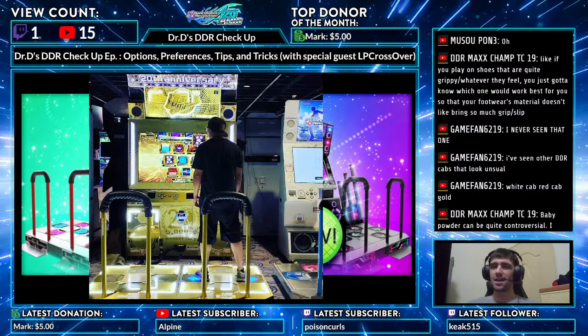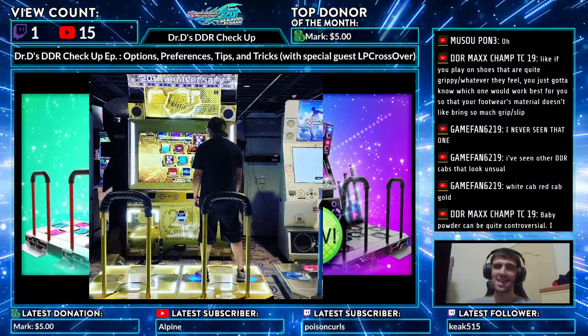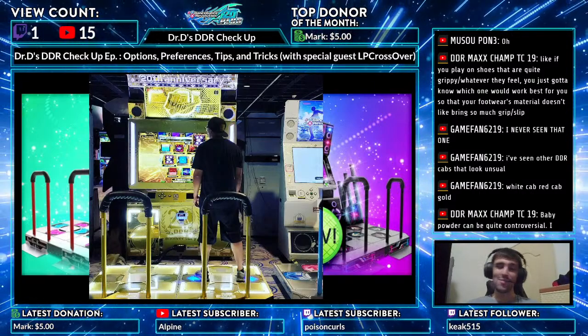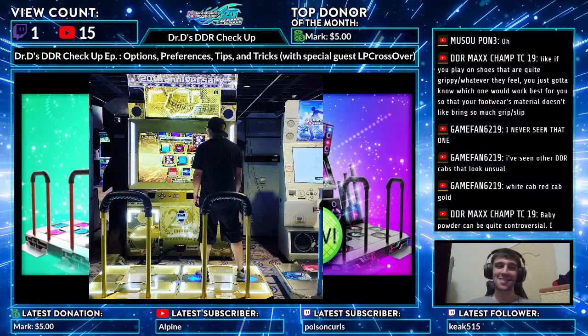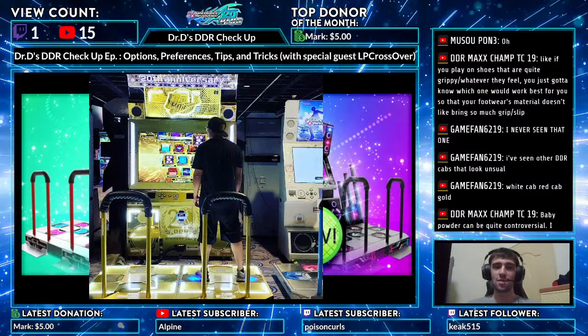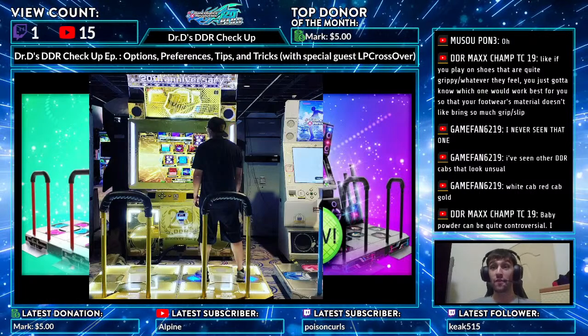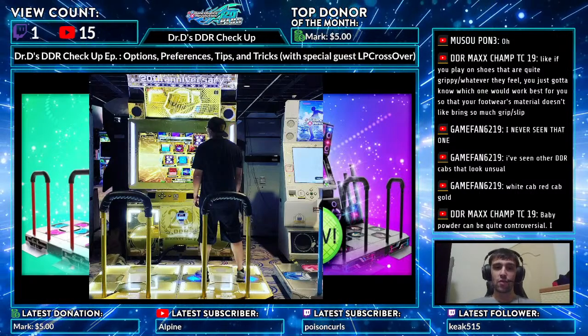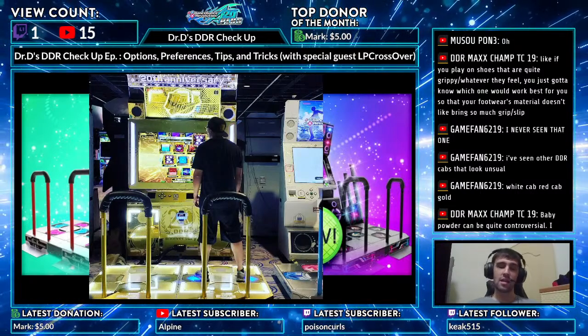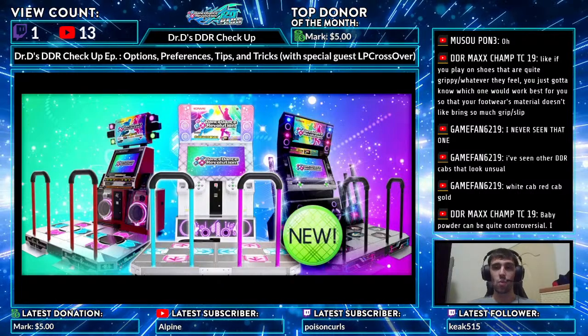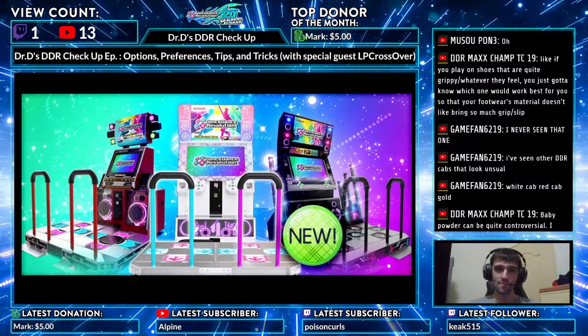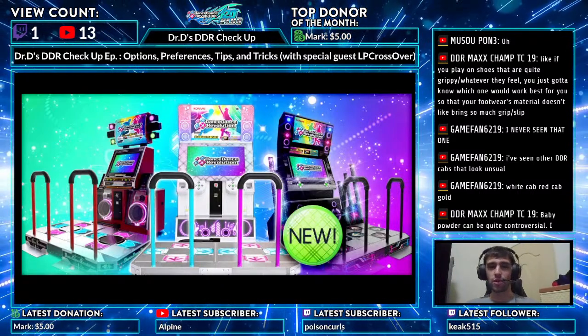So you can kind of de facto say that they are the best to play on. Don't feel like you're missing out because you don't have access to red cabs or DDRX cabs or Franken cabs, because for the most part, all top players getting the world record scores are using white or gold. So keep that in mind before you get jealous.